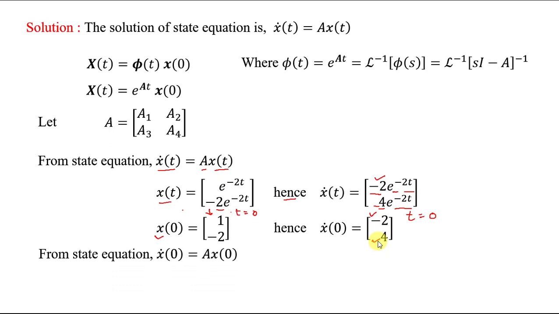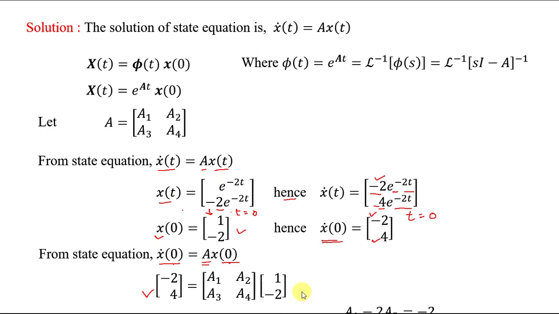From the state equation, differentiation of x(t) equals A x(t). If t equals 0, it means differentiation x(0) equals A x(0), so we will put the value. The differentiation of x(0) is [-2, 4], the value of A is [a1, a2; a3, a4], and x(0) is [1, -2], so simply we will get the linear equations. Linear equations are a1 - 2a2 = -2 and a3 - 2a4 = 4.